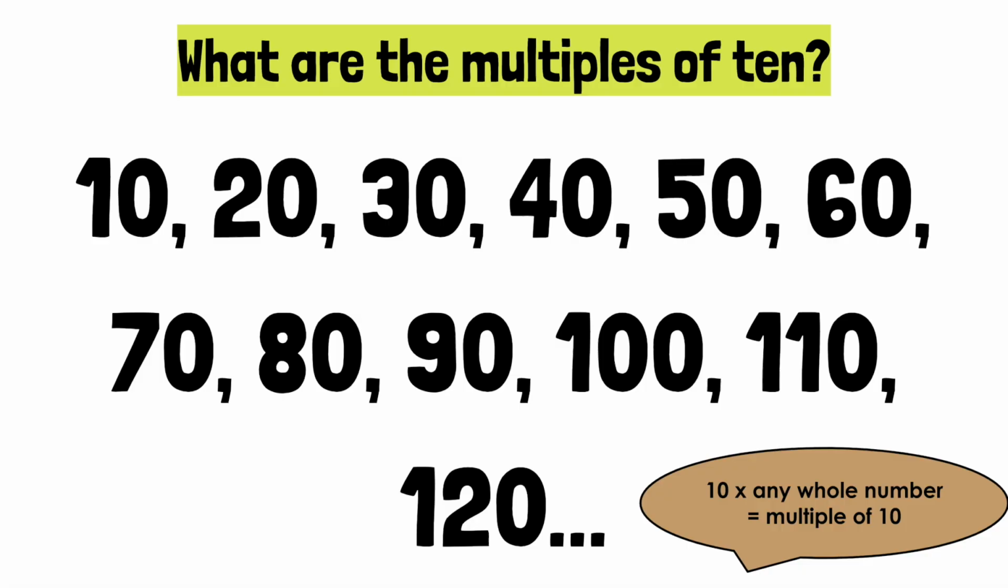Today, we will multiply by multiples of 10. What are the multiples of 10? The multiples of 10 are 10, 20, 30, 40, 50, 60, 70, 80, 90, 100, 110, 120, and we could count on forever. Just remember that 10 times any whole number is going to be a multiple of 10.